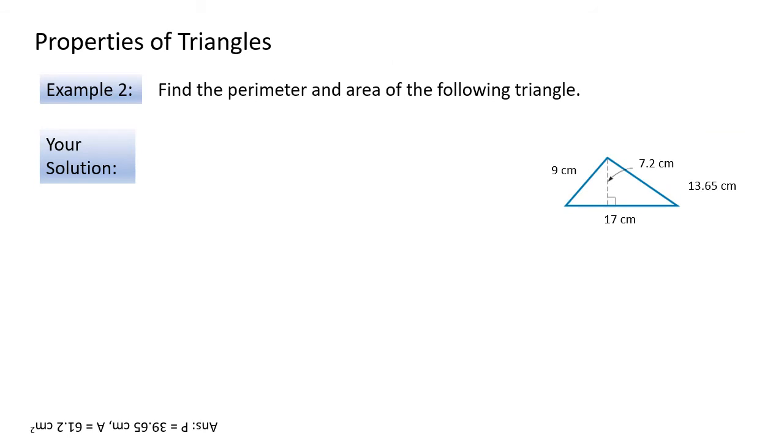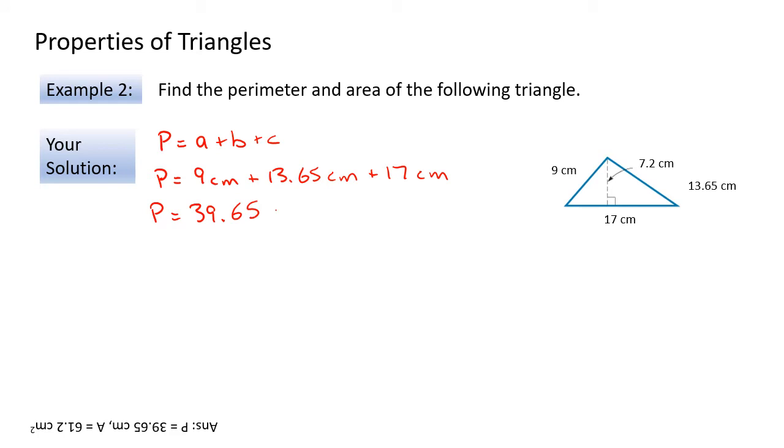Using these formulas, we're just going to do a basic example. Find the perimeter and area of the following triangle. Remember, perimeter is the sum of the sides. We call them A plus B plus C. So the perimeter is simply 9 centimeters plus 13.65 centimeters plus 17 centimeters. And if we do that, we get 39.65 centimeters.